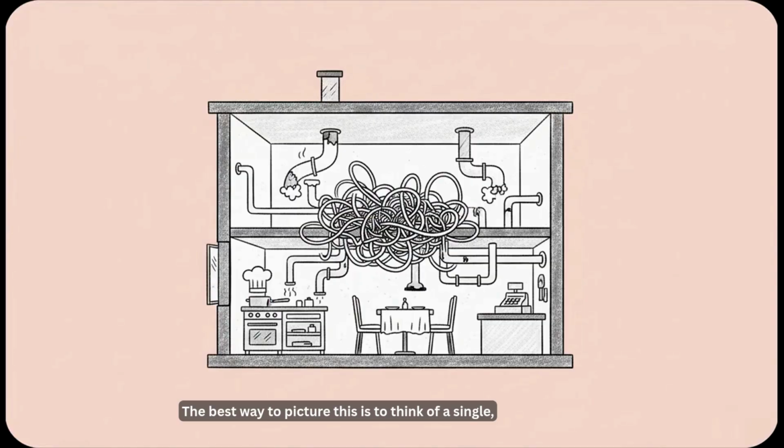The best way to picture this is to think of a single, big restaurant. The kitchen, the dining area, the cash register, it's all in one big room. If the kitchen gets totally backed up, the entire restaurant slows to a crawl. If you want to upgrade the payment system, you might have to shut the whole place down. Everything is connected, for better or for worse.